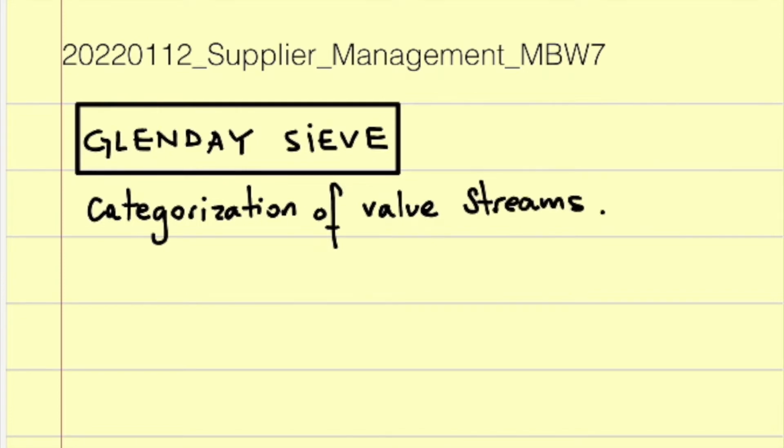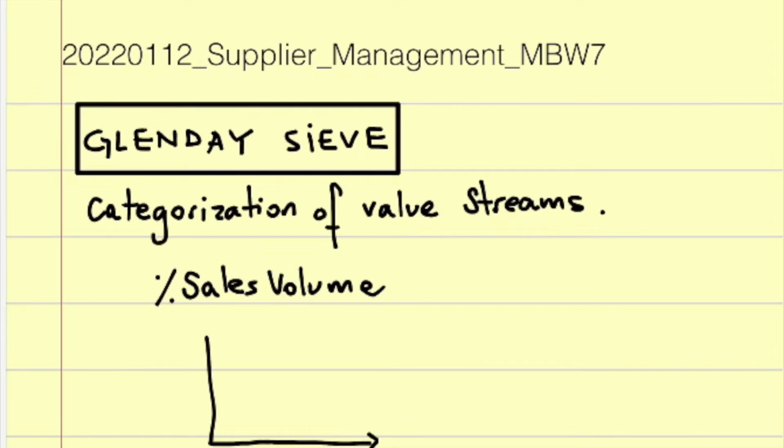So basically, what we do here is we look at the percentage of sales volume. Do some Pareto on this, okay? So based on the sales volume, we look at our SKUs.